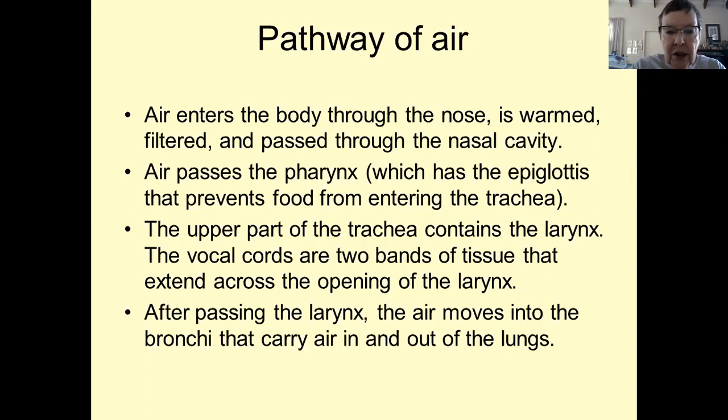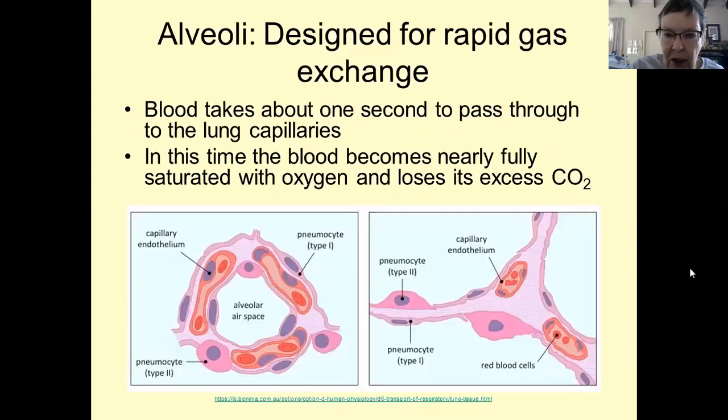As air passes the pharynx, which has the epiglottis that prevents the food from entering the trachea, it passes into the upper part of the trachea, which is the larynx. It passes through between the vocal cords, and it moves into the bronchi, which carries air into and out of the lungs. So we're talking about inhalation here.